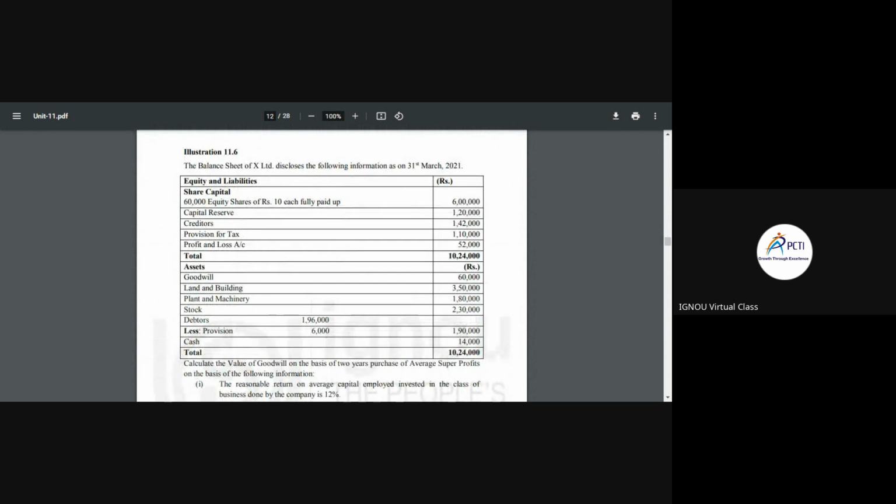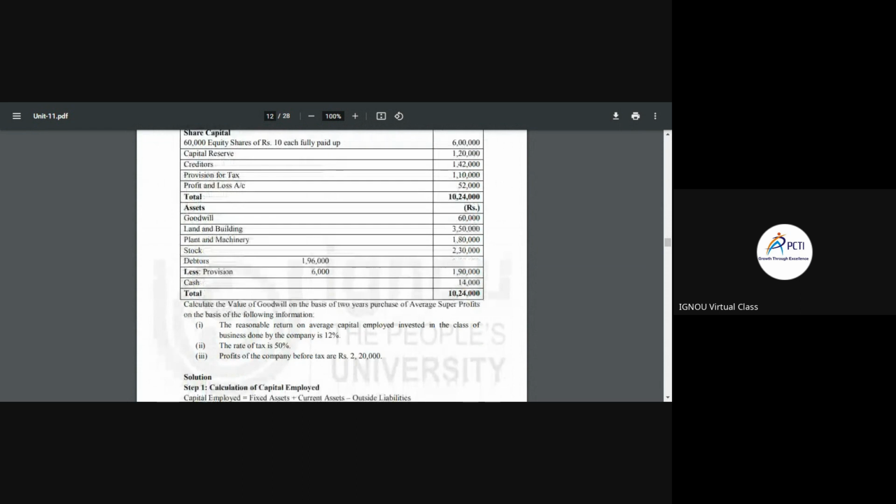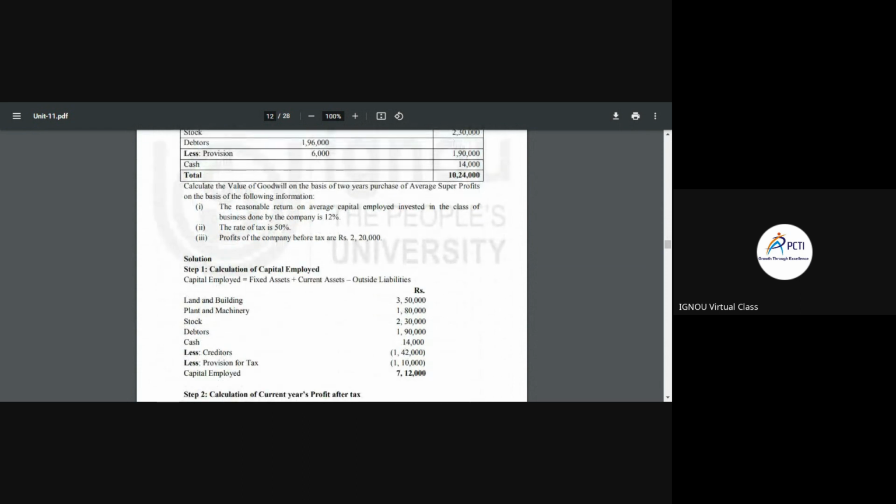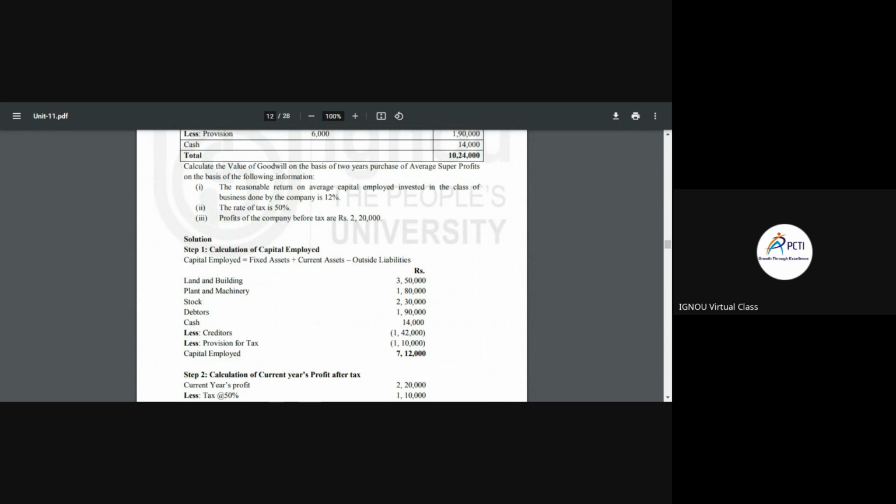Like this, we will have the balance sheet as on 31st March 2021. Then we need to calculate the value of goodwill on the basis of 2 years' purchase of average profit on the basis of the following information. First, the reasonable return on average capital employed invested in the class of business done by the company is 12%, the tax rate given is 50%, and the profit of the company before tax is 2,20,000.